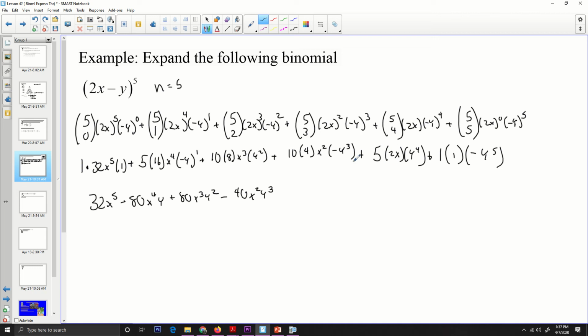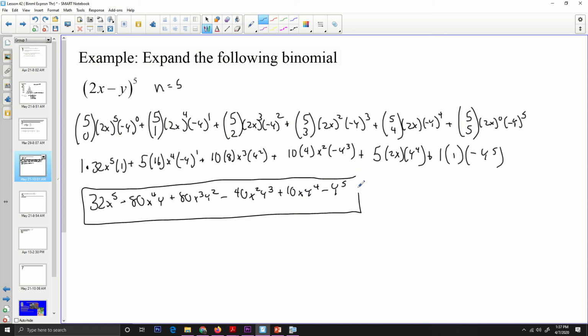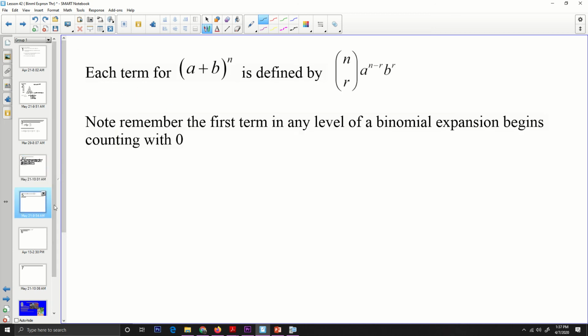And then 5 times 2 is 10. Everything's positive, so I'm going to leave it positive. It'll be 10x y to the fourth. And then 1 times negative y to the fifth is minus y to the fifth. And again, I understand that that's not the easiest, simplest process in the world, but it's certainly far easier than multiplying that out.